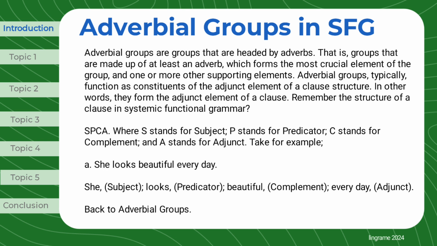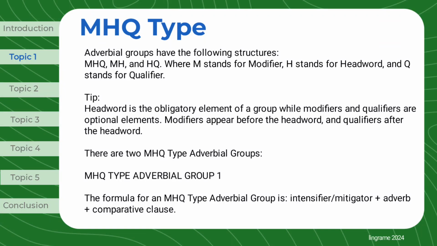Back to adverbial groups. Adverbial groups have the following structures: MHQ, MH, and HQ, where M stands for modifier, H stands for headword, and Q stands for qualifier. Tip: headword is the obligatory element of a group while modifiers and qualifiers are optional elements. Modifiers appear before the headword, and qualifiers after the headword.